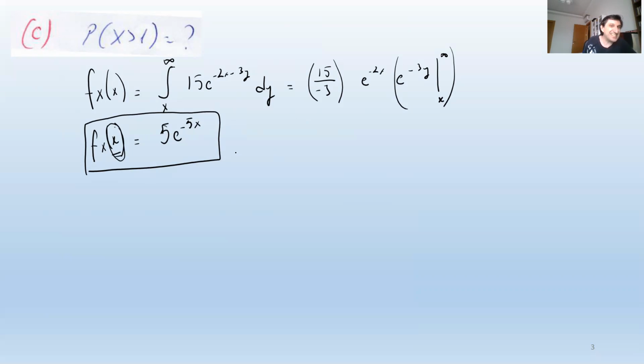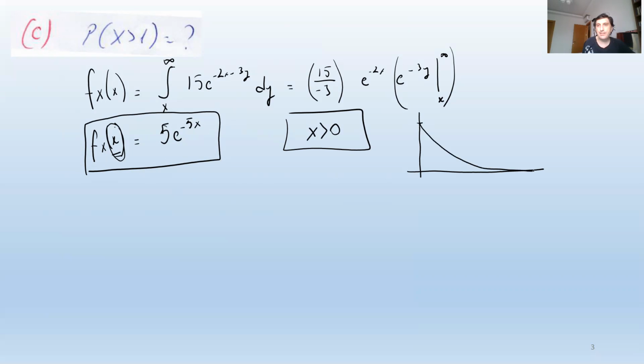And note that this is not a sufficient representation. Note that we should also write here that x is greater than 0. So this is the domain of x. If you were to plot this probability density function, with x greater than 0, it's going to be decreasing in this fashion. So we have x here, and f(x) here. This starting value is equal to 5, and note that this is an exponential, so x is an exponential distribution, and lambda is equal to 5.